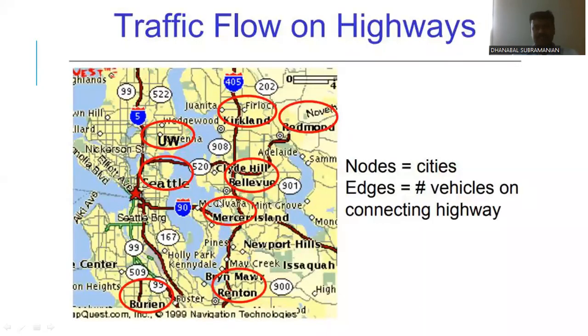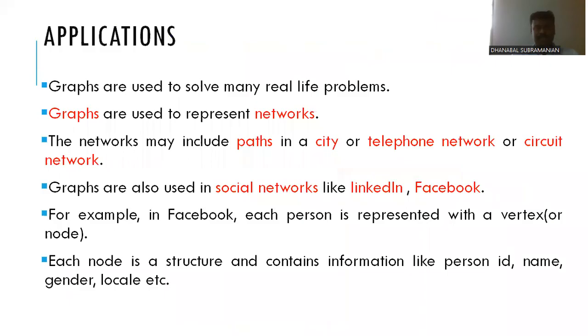Next is traffic flow on highways, another simple real-time example for a graph. City to city, these are called nodes. One city is connected to another city by vehicles, using connecting highways. If you are traveling from a source to a destination, you find the shortest path between one city and another and choose the shortest path using the graph concept.